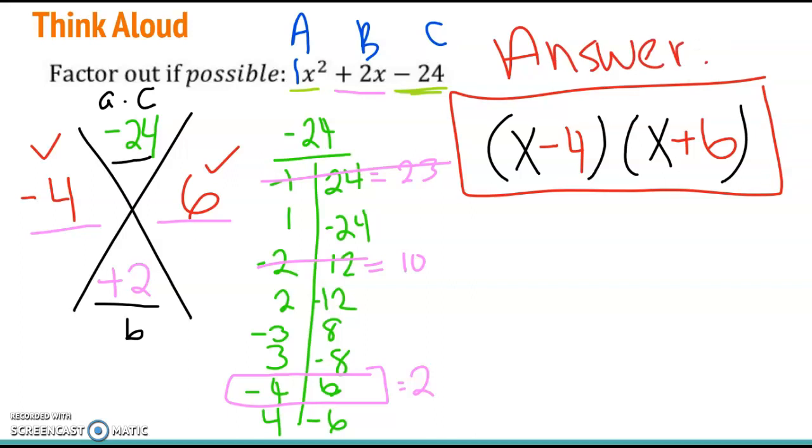Just to recap what I did, I did the diamond method. The top should always be A times C, and then my bottom should always be my B value. I needed to factor negative 24. Once I found the factors of negative 24, I needed to find two numbers that added together to give me my B value. And we realized it was going to be negative 4 and 6. And those two numbers are going to be exactly what's inside of my binomials.